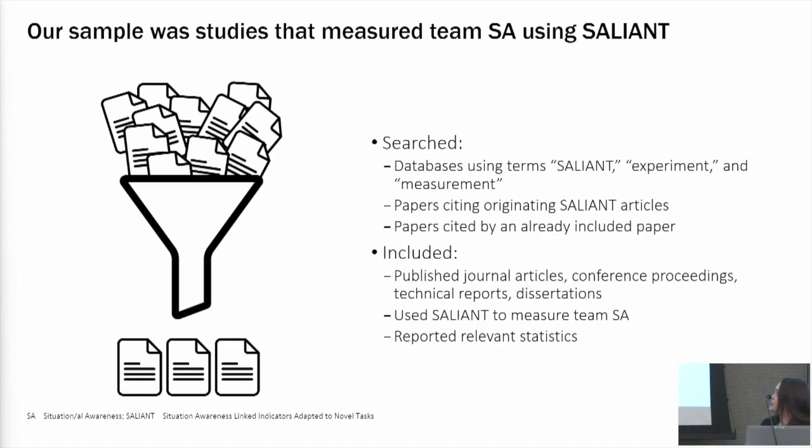We ended up with a bunch of different types of research, from published journal articles to dissertations. We read several dissertations, very fun. We also had conference proceedings and technical reports. However, every one of those used SALIANT in some way to measure team-level situation awareness. And probably the most important part of a meta-analysis or a statistical analysis, they had to report some statistics that we could then use for our own statistical analysis.